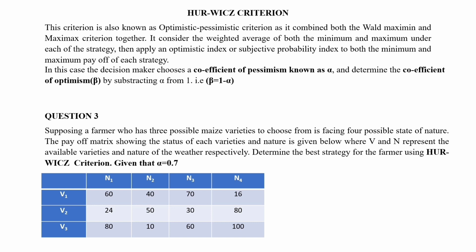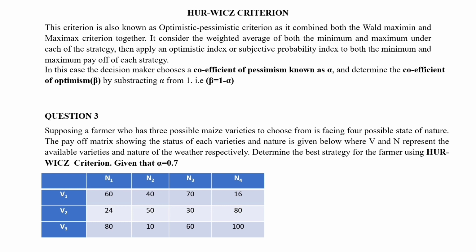To get the coefficient of optimism from the coefficient of pessimism, beta is equal to 1 minus alpha, where beta is the coefficient of optimism, while alpha is the coefficient of pessimism. Beta is also known as the coefficient for the best possible outcome, while alpha is also known as the coefficient for the worst possible outcome.